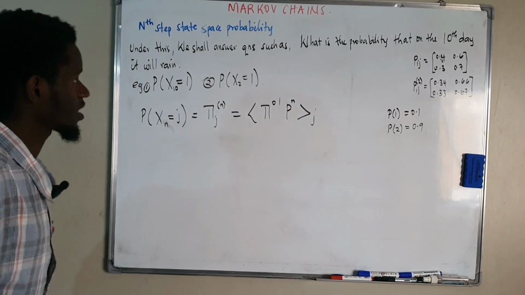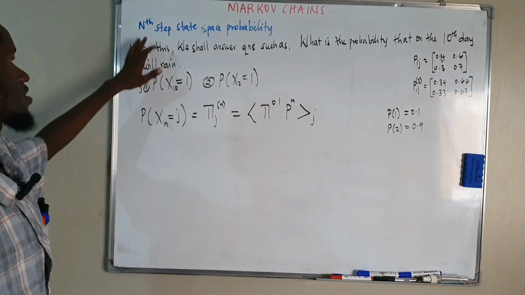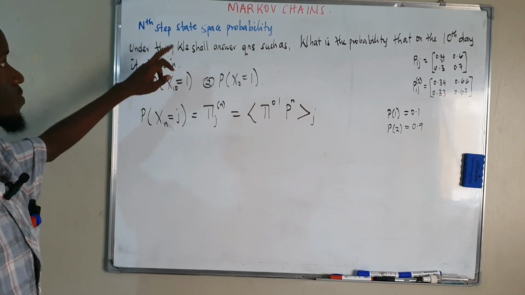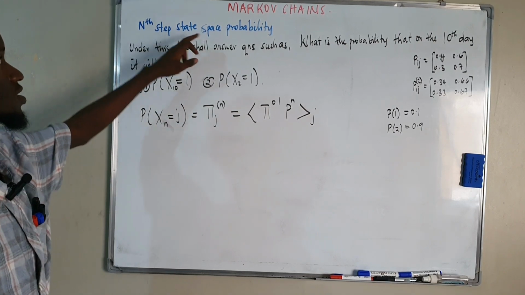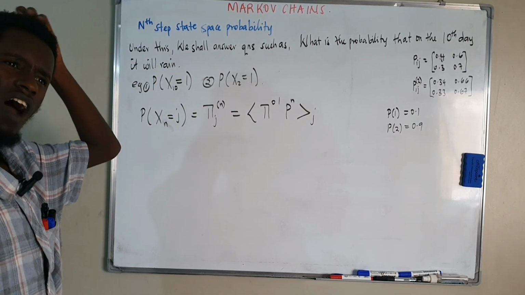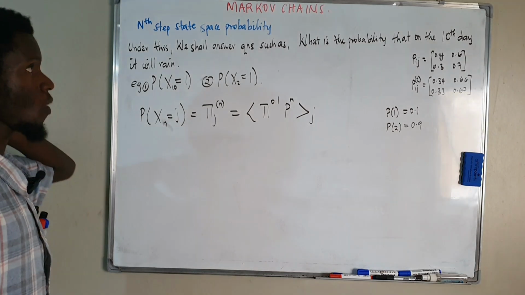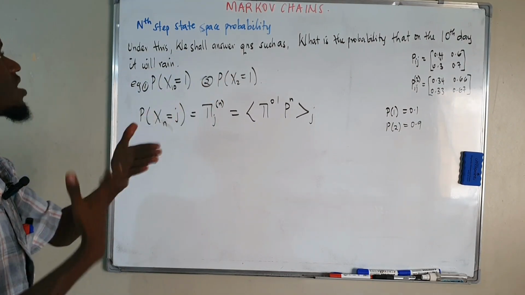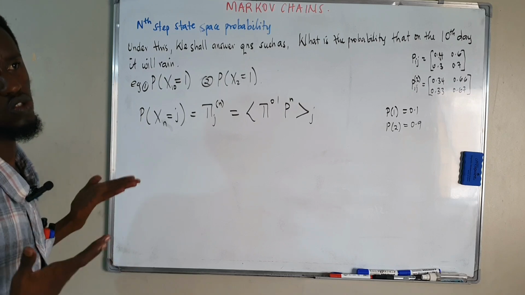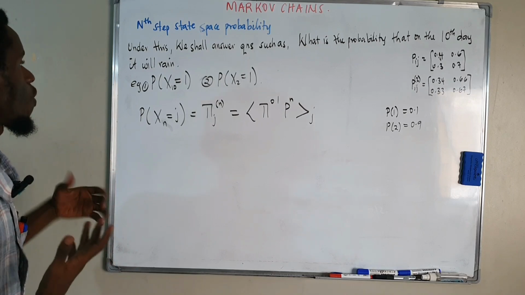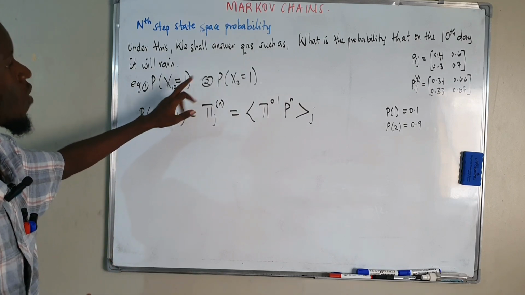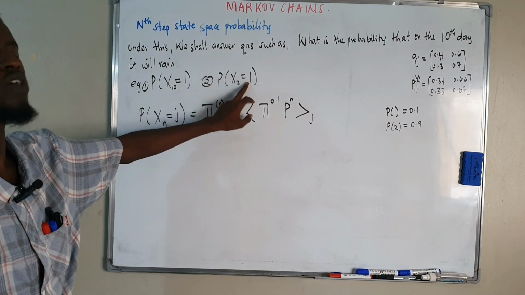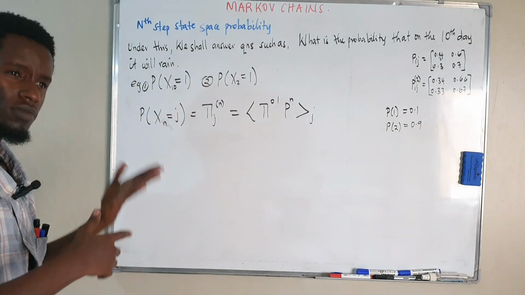Yes, members, let us continue with our subheading one, where I want us to see the n step state space probability. Under this subheading, we shall answer questions like, what's the probability that on any day it will rain? We have no conditions on this question. Like you ask, what's the probability that on the 10th day it will rain? Or what's the probability that on the second day it will rain? We have no condition.